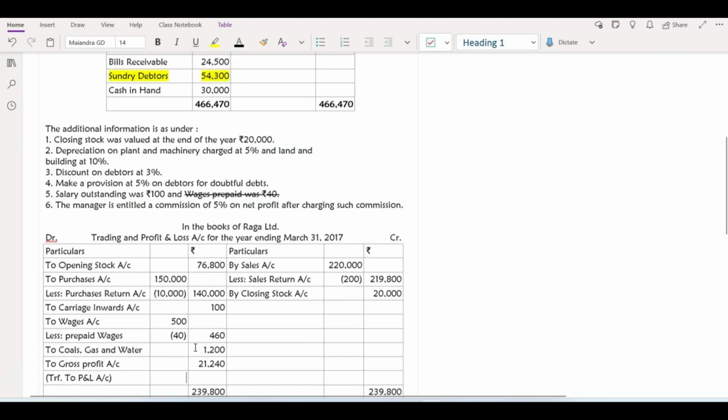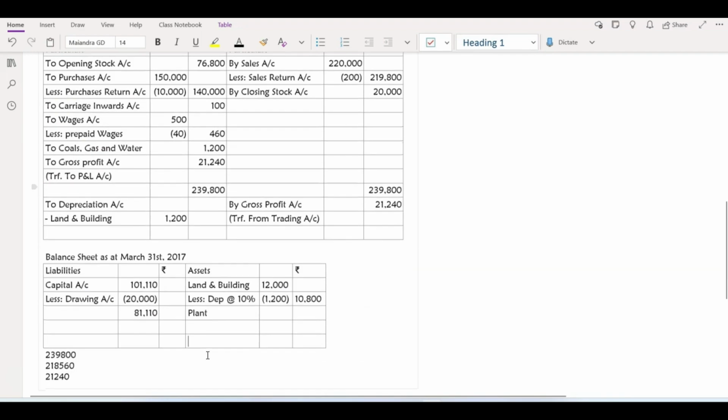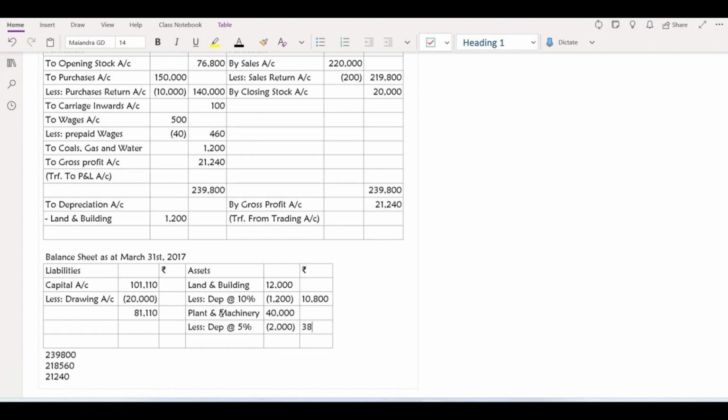Now the second one is plant and machinery, 40,000. Plant and machinery 40,000, and here the rate of depreciation was 5%. So 10% of 40,000 is 4,000, so 5% will be 2,000. So here we got 2,000 and net balance 38,000. So here plant and machinery 2,000, the total amount goes to 3,200.